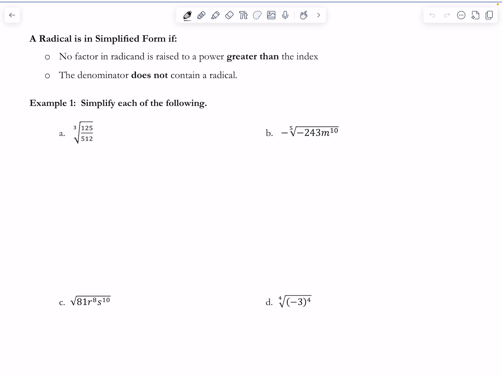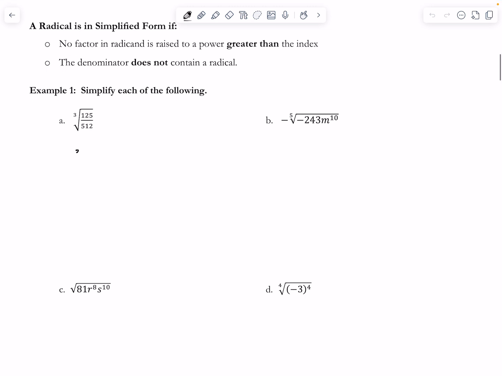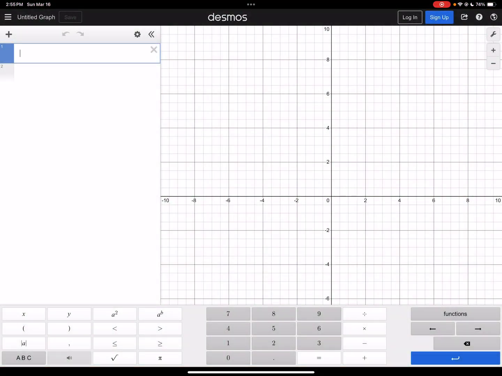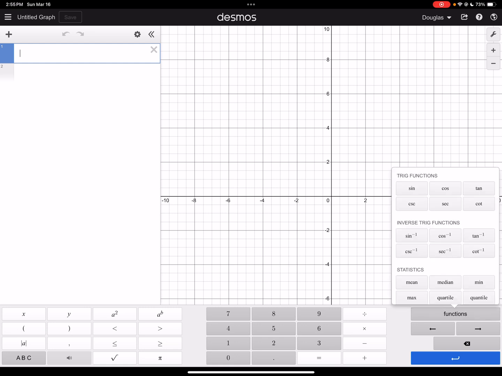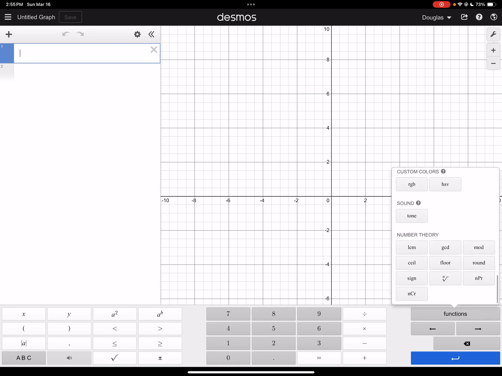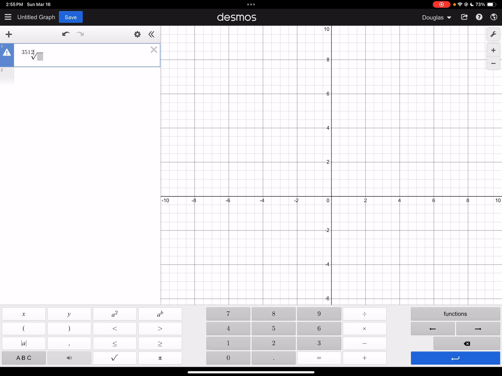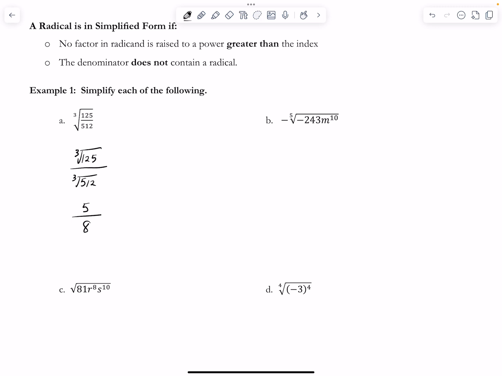All right, so this first one, part A, I can rewrite this so the numerator and the denominator each have their own cube roots. When I have the cube root of 125, I know what that is. That is 5. Now the cube root of 512, I don't know what that is, but if you go into Desmos, you could see that this is equal to 8. Oops, sorry about that. Let's get into the actual radicand. Let's try again. Can I reduce that? Yes. Is 8, there we go, perfect. So this reduces to 5/8.